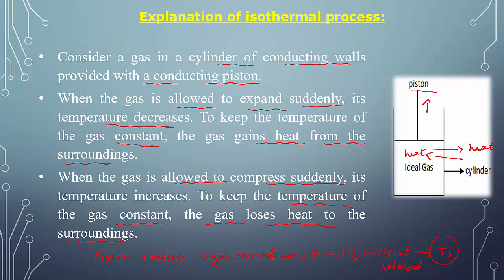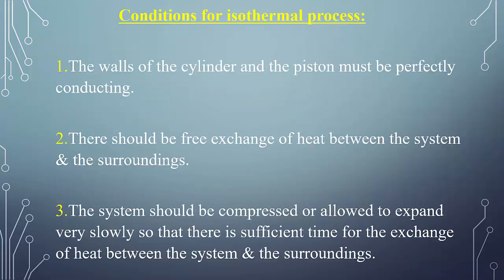Then second point, when the gas is allowed to compress suddenly, means the piston is moving inside the cylinder, gas compresses, volume decreases, pressure increases, temperature also increases. But we have to keep the temperature as a constant, so a certain amount of heat energy from the system is liberated to the surrounding. So temperature decreases, means the temperature remains constant. So this is all about the isothermal process.